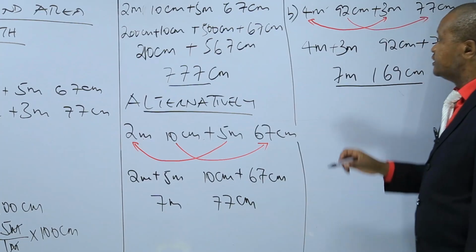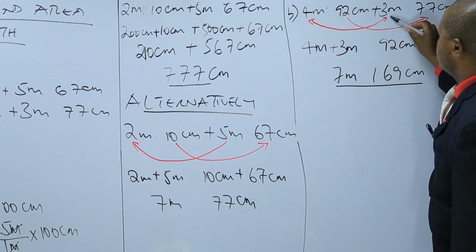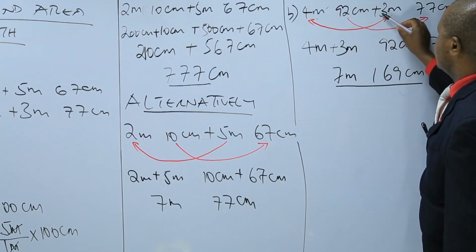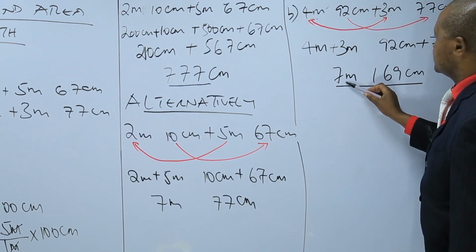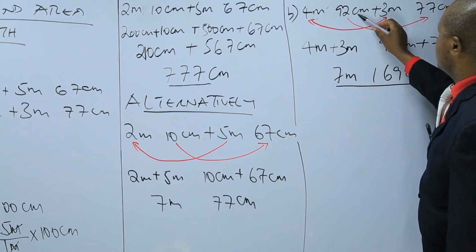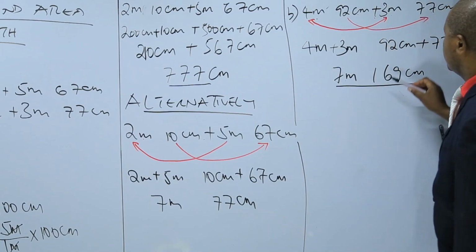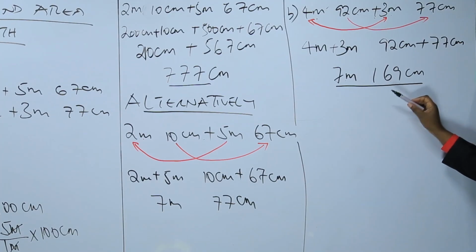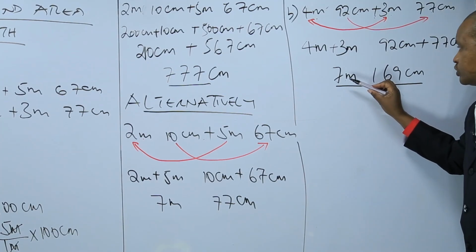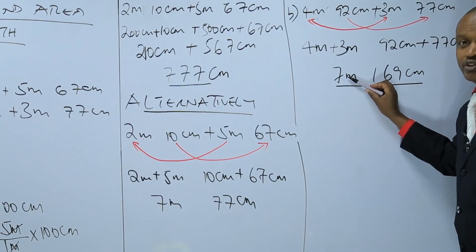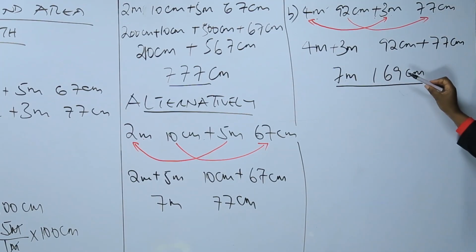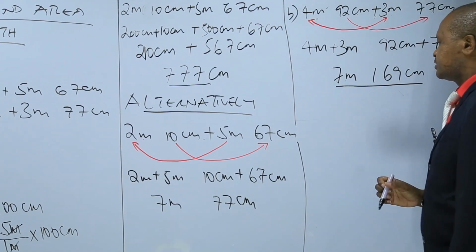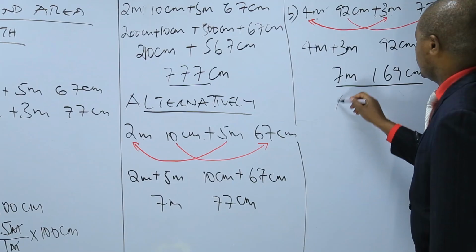Learners, we have added meters to meters, then centimeters to centimeters. 4 meters plus 3 meters, giving us 7 meters. 92 centimeters plus 77 centimeters, we have 169 centimeters. Alternatively, we can choose to convert these meters into centimeters, then we express the answer in centimeters.